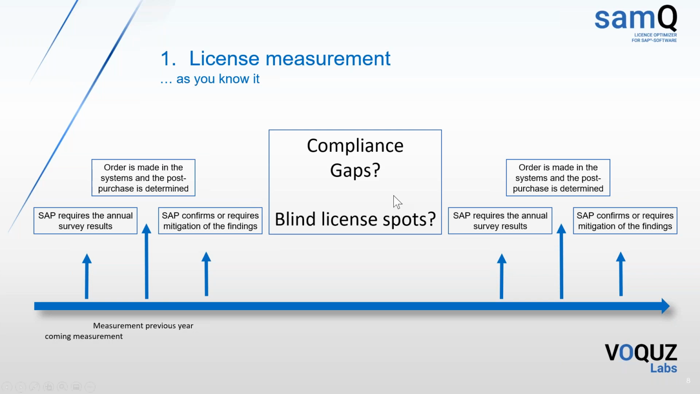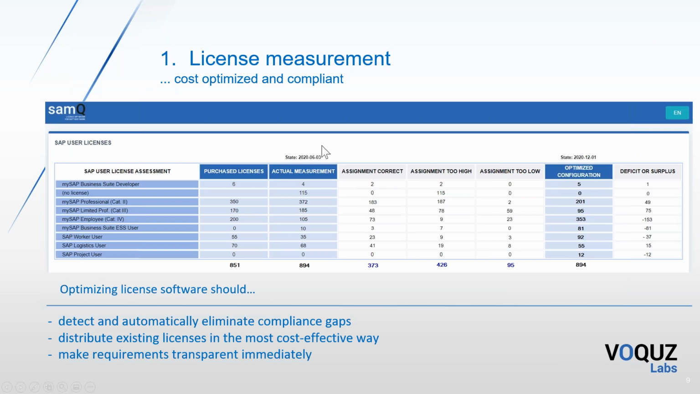So how do I get there? How do I get to find out about those compliance gaps and understand my situation? Now we say, of course, you should be optimizing your licensing on a constant basis. So what does it mean?